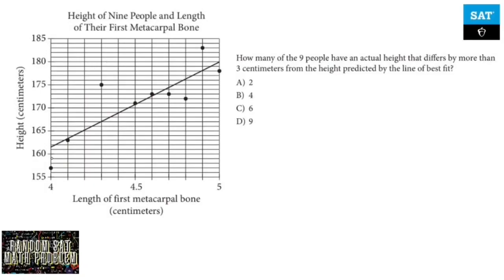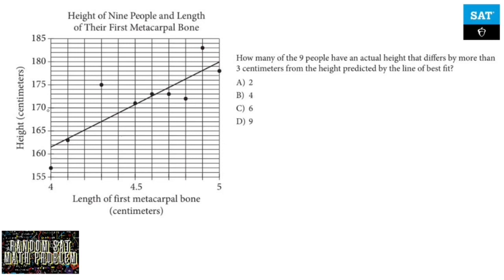All right, so what do we have here? The height of 9 people and length of their first metacarpal bone. So we got a scatter plot. We measured 9 people out. Length of their first metacarpal bone between 4 and 5, and this is how tall they are. How many of the 9 people have an actual height that differs by more than 3 centimeters from the height predicted by the line of best fit?